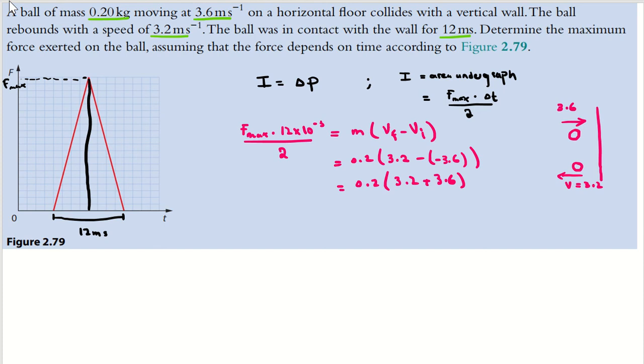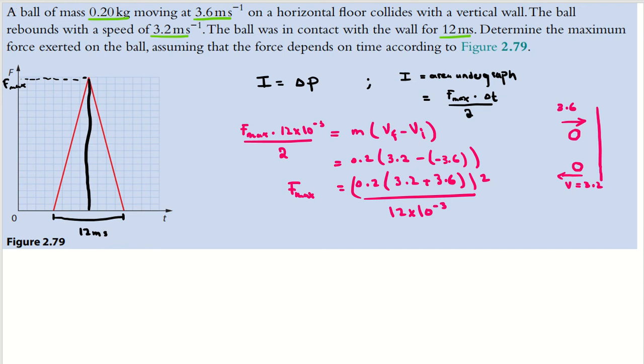Okay, so once you do the math here, all I have to do to find the F max is to multiply this by 2 and then divide it by 12 times 10 to the power of minus 3. Since I don't have my calculator now, I'm going to skip this for now, but try to do it and find the answer for this one. Okay, so you can find it in your Tsokos book.